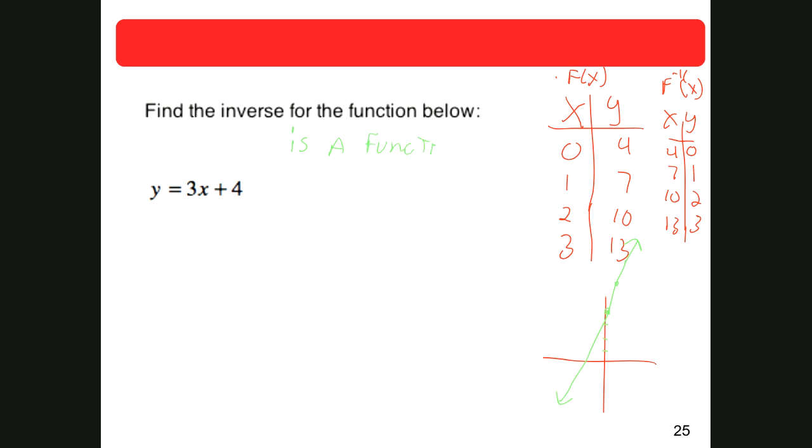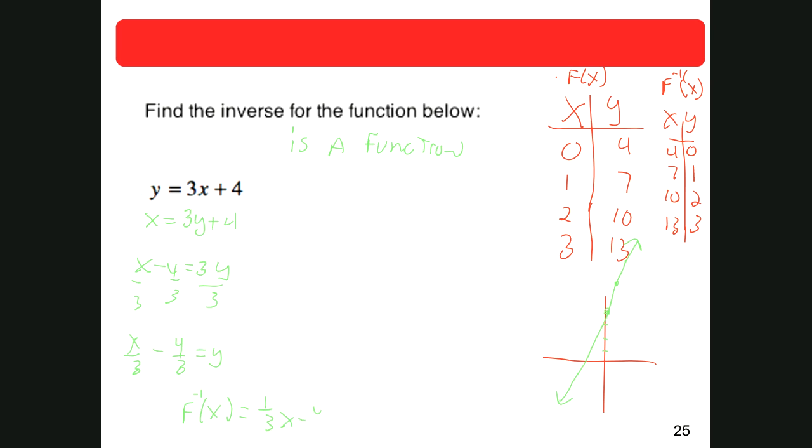All right, so now I'm going to find the inverse. So remember, to find the inverse, we flip-flop x and y around. So x is equal to 3y plus 4, and then we solve for y. I'm going to subtract off 4, so x minus 4 is equal to 3y. And then I'm going to divide through by 3. So x over 3 minus 4/3 is equal to y. So this is my inverse function, and I write it this way. The inverse of x is equal to 1/3 x minus 4/3.